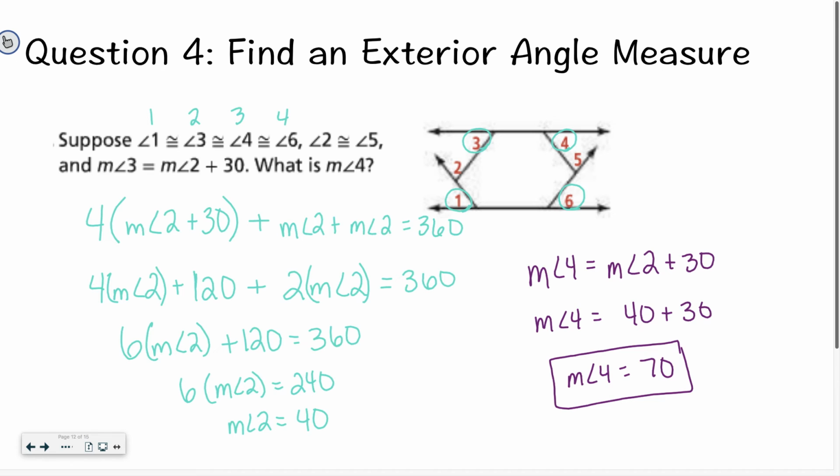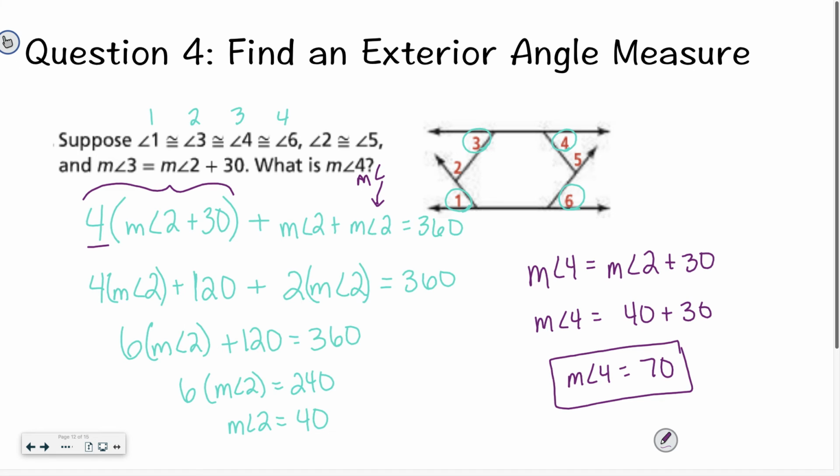Okay, so in order to solve this problem, we're supposing that angle 1, angle 3, angle 4, and angle 6 are all congruent. So that's 4 angles that are all congruent. And we know that one of them, so angle 3, equals the measure of angle 2 plus 30. So the way I wrote that is I said 4 times the measure of angle 2 plus 30. Then I needed to add in angle 2, and this was my angle 5.